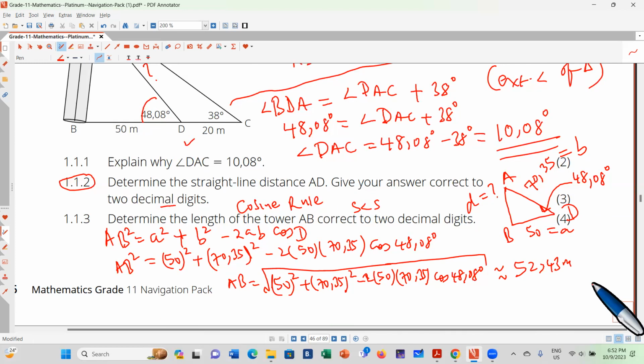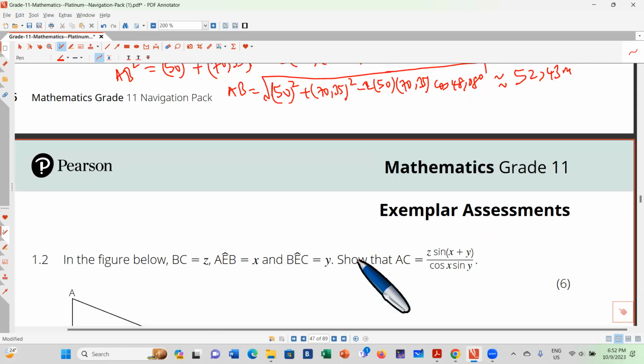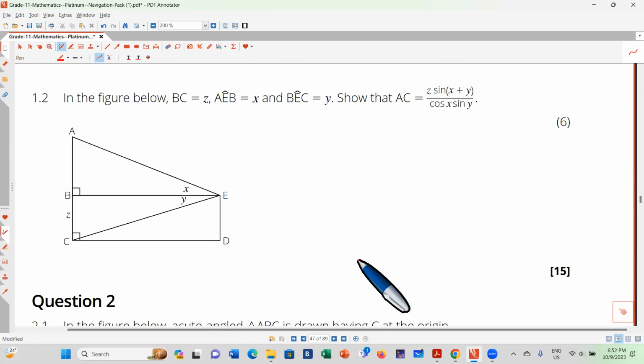Obviously this is being recorded, so you don't need to copy anything down. As part of an exercise, we are learning to prove things. So I want us to prove this as well. How do we prove this? To prove this, we want to find the length of AC.